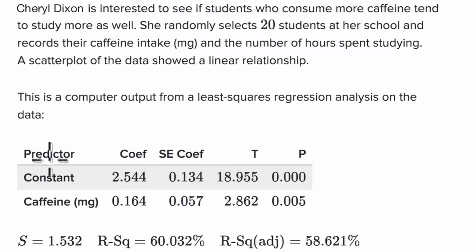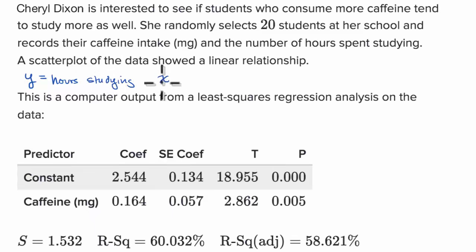So we have these things called the predictors, coefficient, and then we have these other things, standard error of coefficient, T and P, and then all of these things down here. How do we make sense of this in order to come up with an equation for our linear regression? So let's just get straight on our variables. Let's say that y is the thing that we're trying to predict. So this is the hours spent studying. Hours studying.